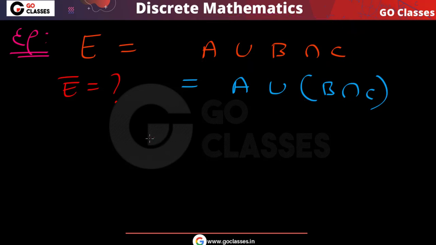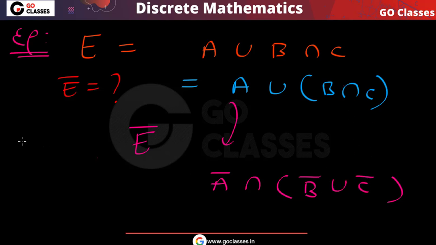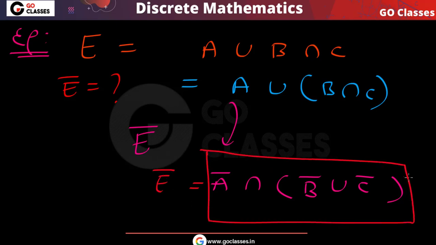Now you find E complement. Very simple. A will become A complement, union will become intersection, B will become B complement, intersection will become union, C will become C complement. So this will be the E complement. This is the correct answer.